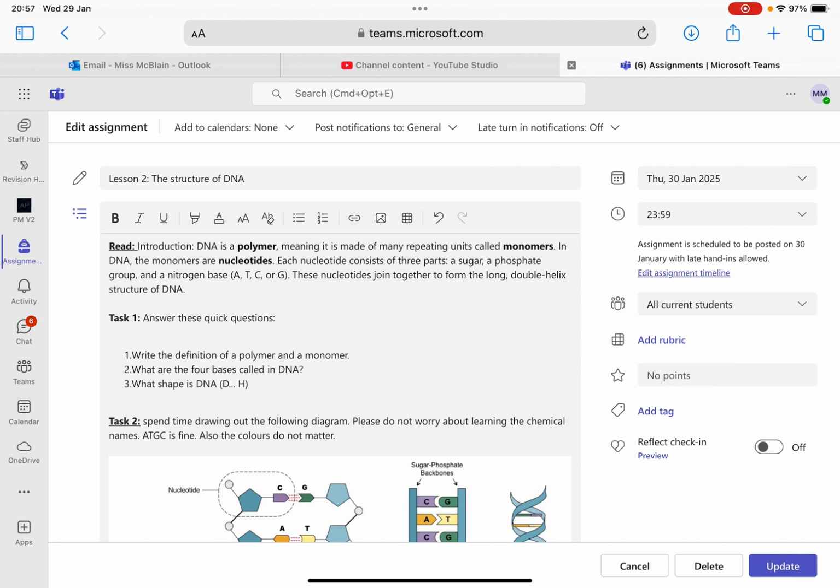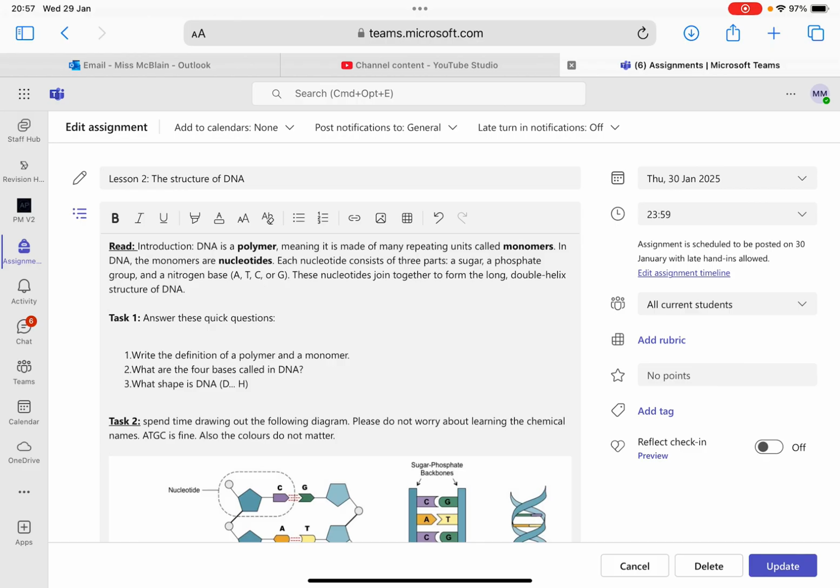Now, each nucleotide contains those three things. The only thing that will change is the base. So it could be a sugar, a phosphate, and a base called adenine, or it could be a sugar, a phosphate, and a base called thymine. So rather than learning these chemical names, we call these bases A, T, G, or C.